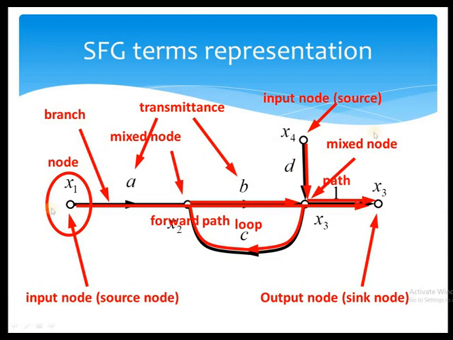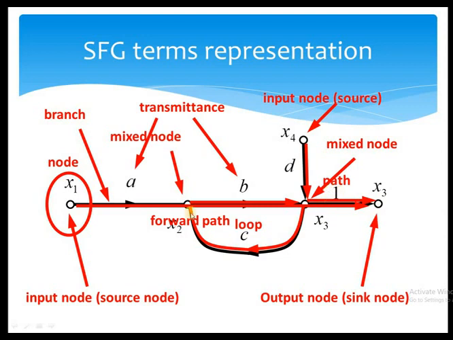What about the forward paths? We have 2 inputs. That's why 2 forward paths are possible. The first forward path starts from x1 and reaches the output node x3. Similarly, the next forward path starts from x4 and reaches x3. What about the gain values? For the first forward path from x1 to x3, the gain values are a into b into 1, because these are the gain or transmittance values. For the second forward path, which starts from x4 to x3, the gain values are d and 1. So d into 1, and d is the gain value of the second forward path.